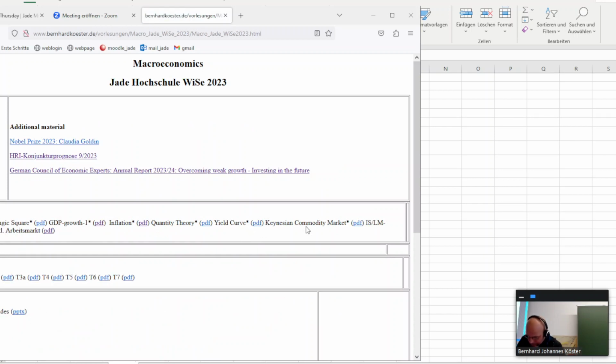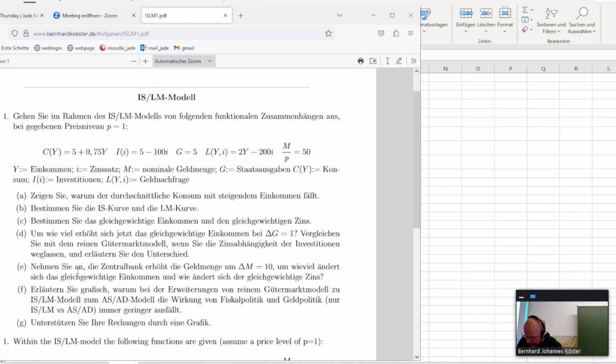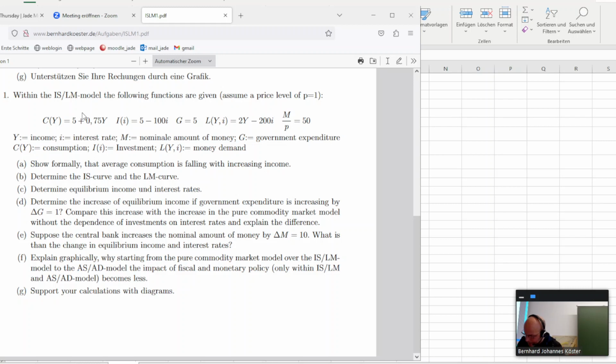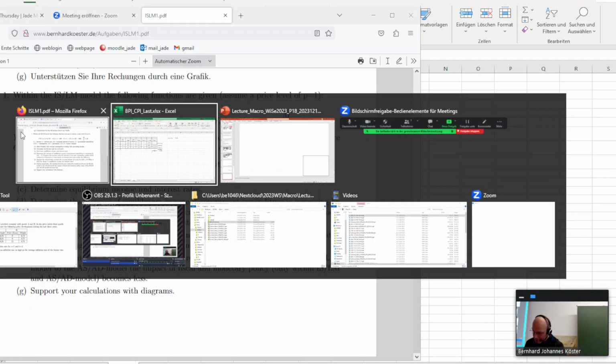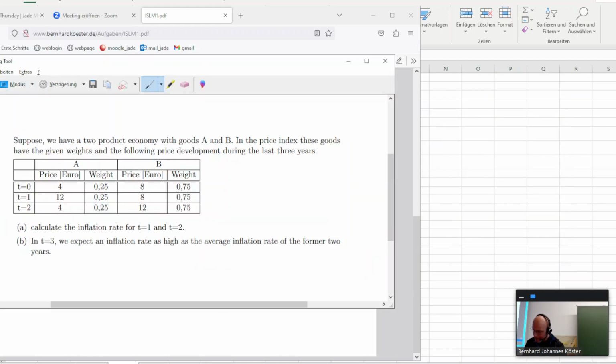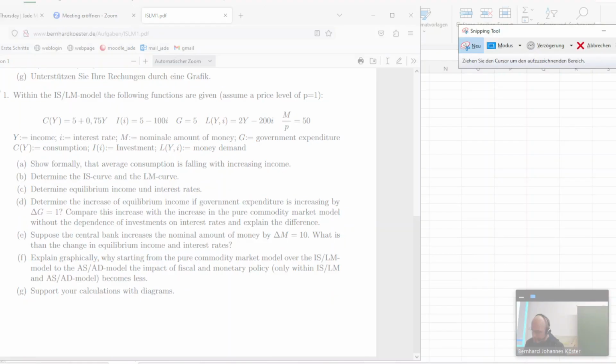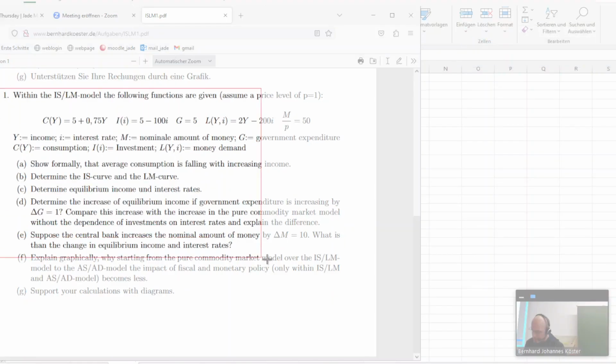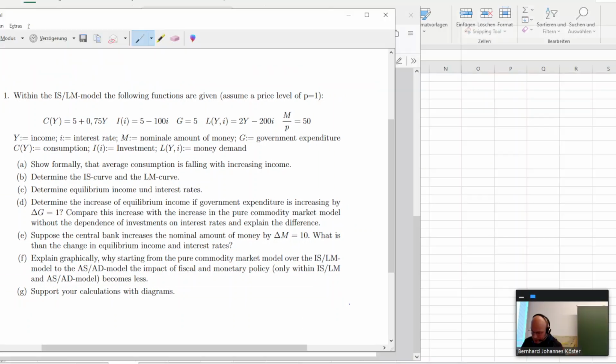So, and then we will go to the general ISLM model. And let's take this one.